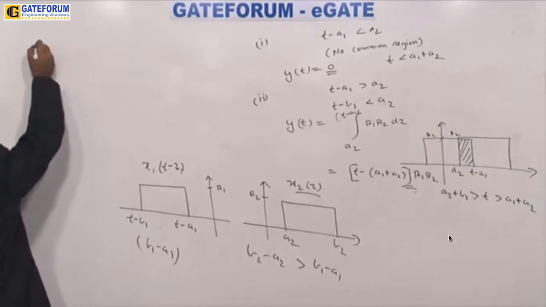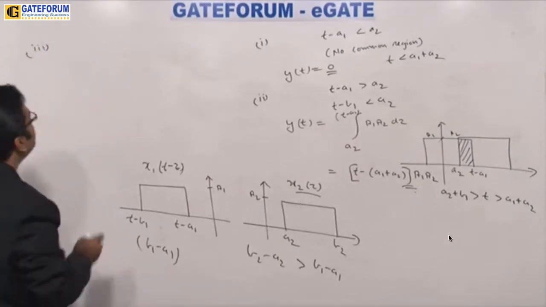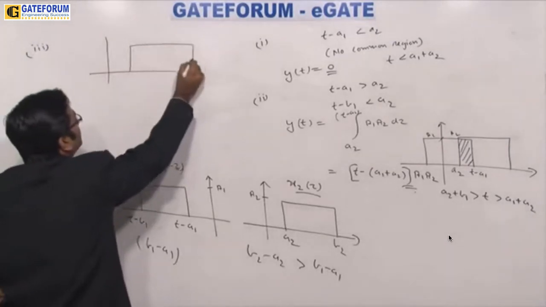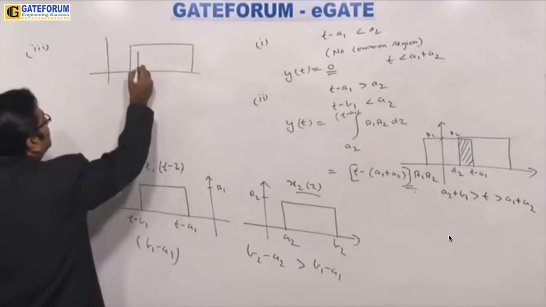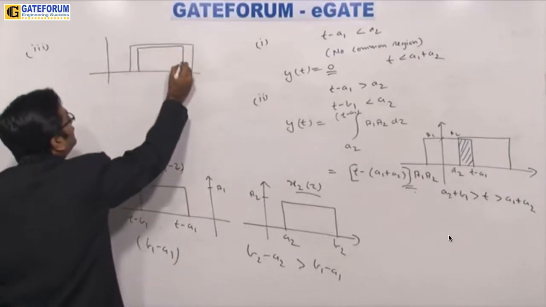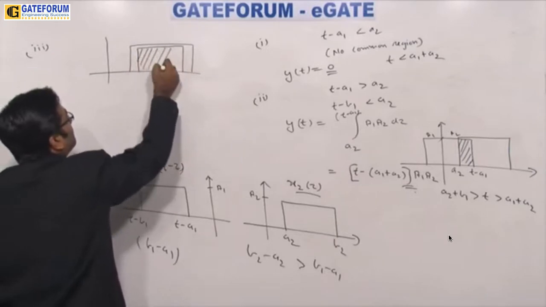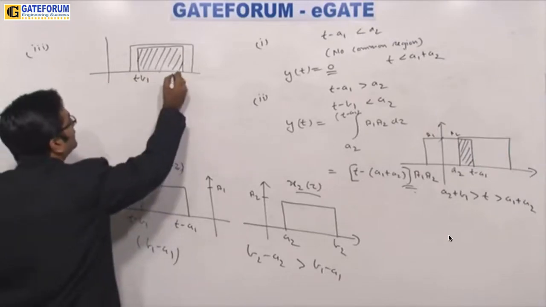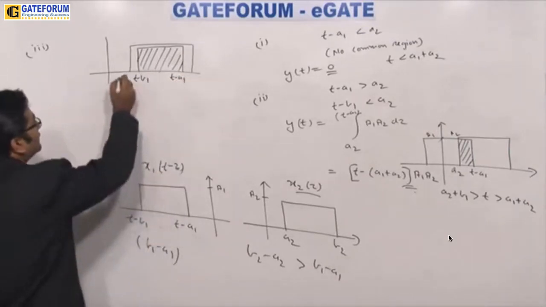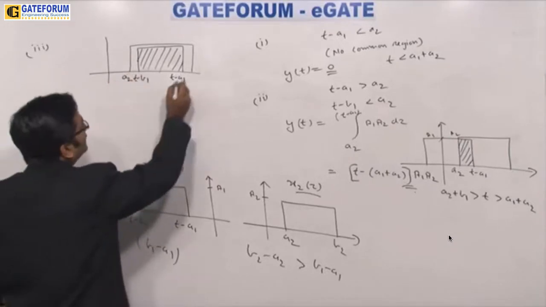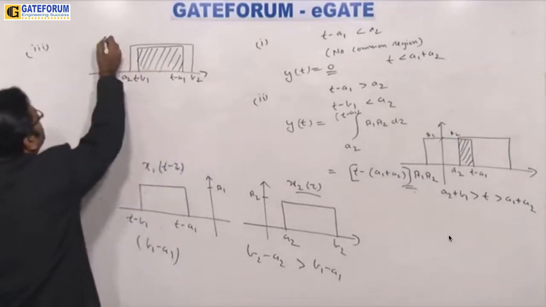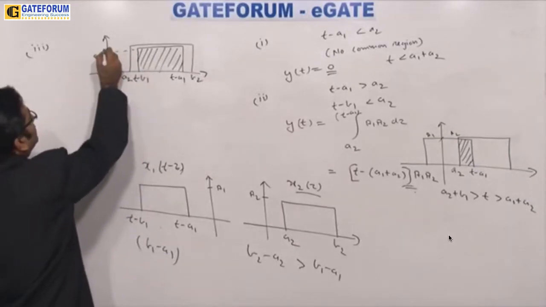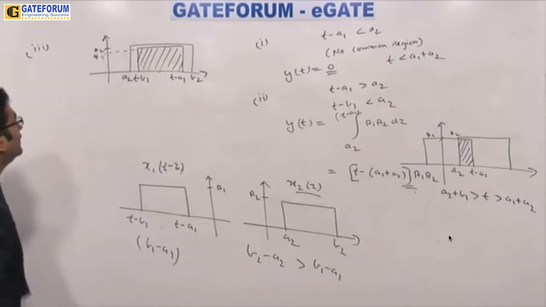Third case. Third case is this. This is your bigger pulse and this is your smaller pulse. It has gone totally inside this. This is t minus b1 and this is t minus a1. This is a2 and this is b2. This is a1, this is b2. Now this is the case.